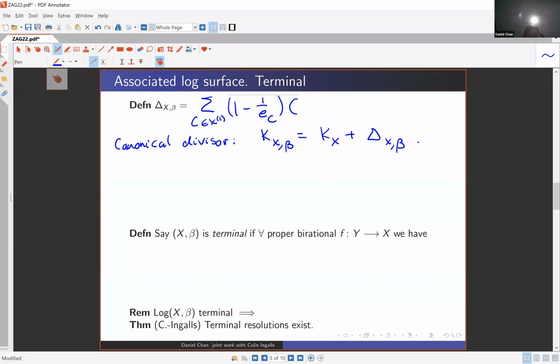Okay, so the last thing that I want to say is, of course, I'll just introduce some notation, which hopefully will be clear. Now, if you have this Brauer log surface, you can attach this boundary, so you get a log surface. So that's the associated log surface.